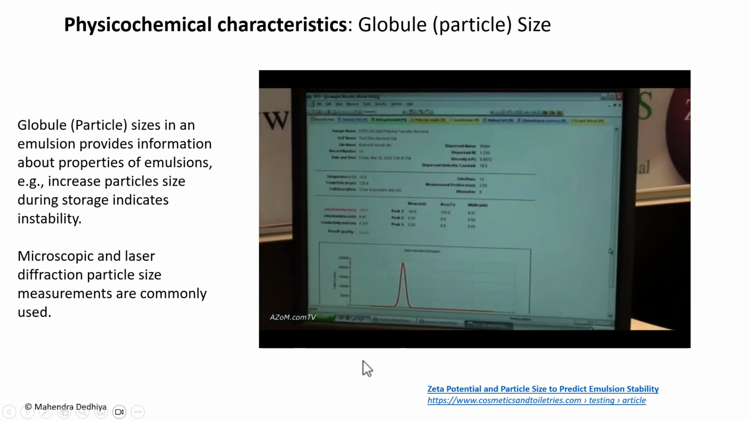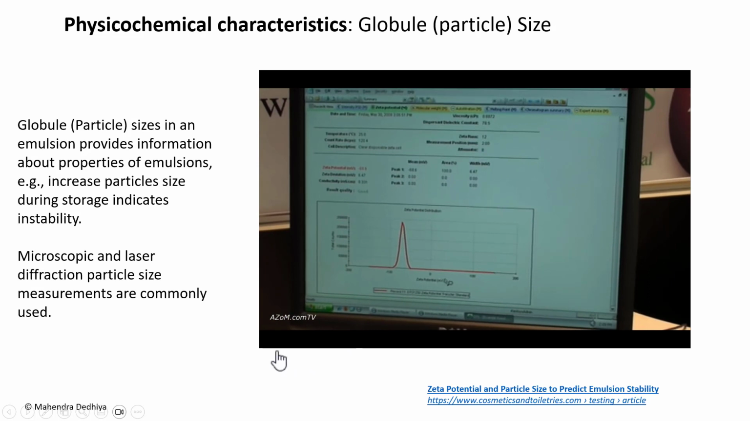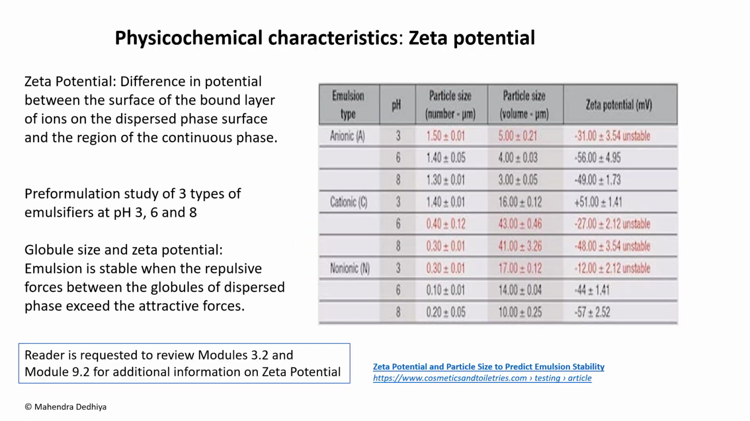And it shows a single peak. It shows a single peak at 68. So this type of instrumentation is relatively easy to use and provides both globule size and zeta potential. Zeta potential, reader is requested to refer to Module 3.2 and Module 9.2 for additional information on zeta potential. It will not be discussed in detail here.